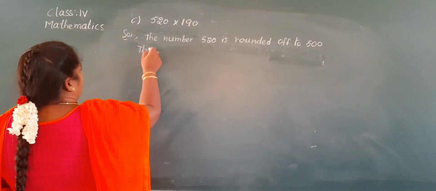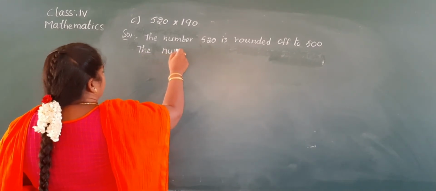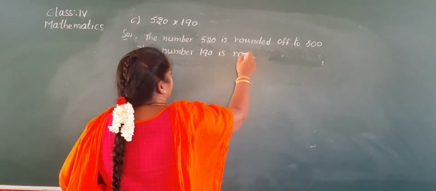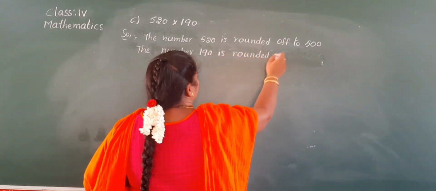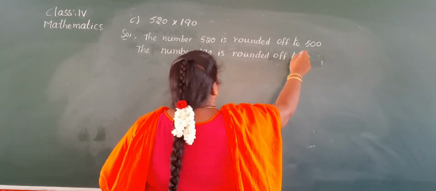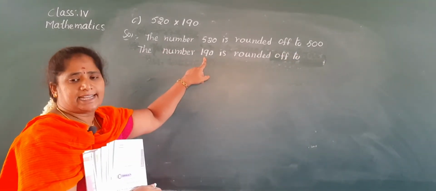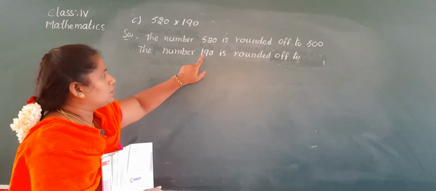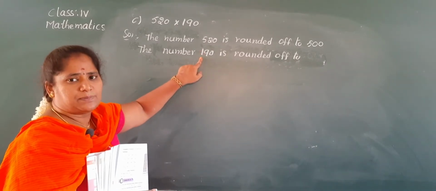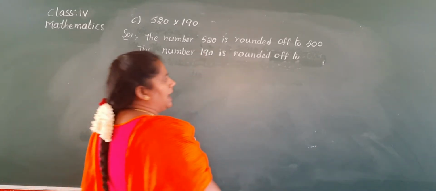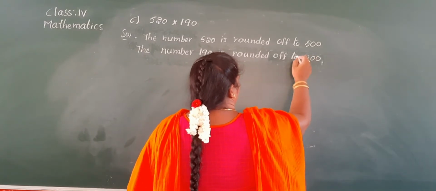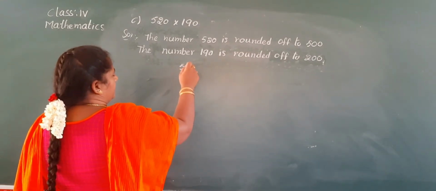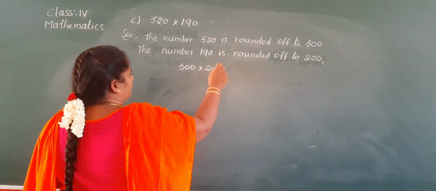Now the number 190 is rounded off to... Tell me, children, here the digit at the tens place is greater than 5. 9 is greater than 5, no, Nana? So you should add 1 to the hundreds place. 1 plus 1, 2. And the remaining digits, zeros. Therefore, 500 into 200.